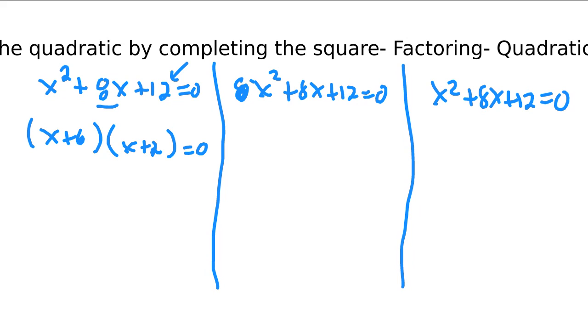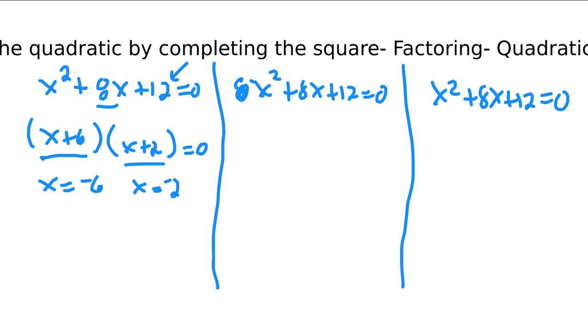So now we use what is called the zero product property, which just says that if you're multiplying two numbers together and it equals 0, one of them has to be 0. So what makes this equal to 0? X equals negative 6. So that's one solution. What makes this equal to 0? X equals negative 2. So my two solutions using the factoring method would be negative 6 and negative 2.